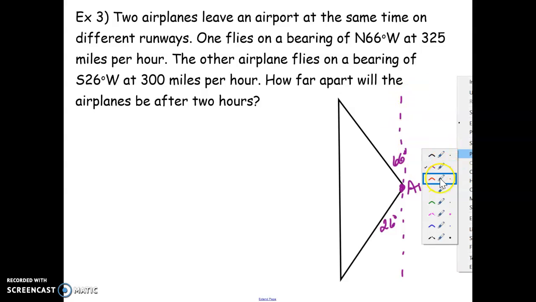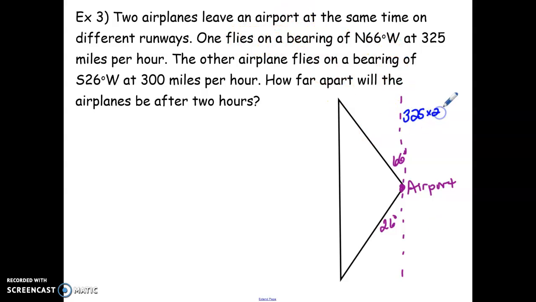If they're going for 2 hours, and the first plane is going 325 miles per hour times 2 hours, that means that's a total of 650 miles. The second plane is going 300 miles per hour for 2 hours, which means it has traveled 600 miles. We want to know how far apart is plane 1 from plane 2. I'm trying to find this.